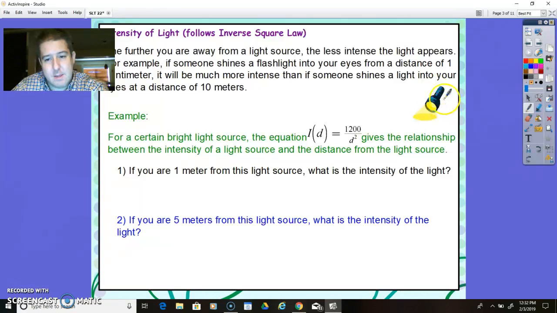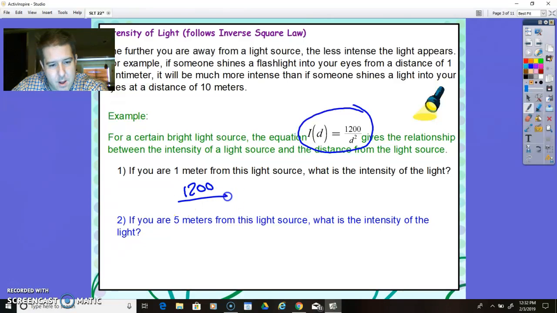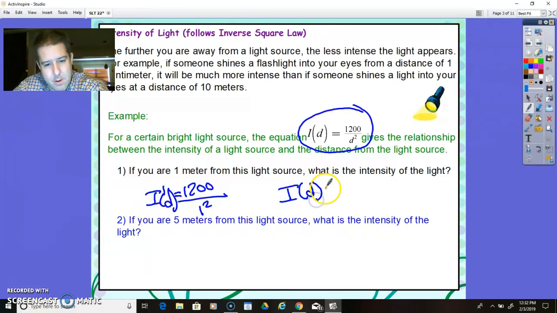This is one of the things that uses a degree of 2 in the denominator. If you are 1 meter away from the light source, and this is the equation right here, I'll let you read that yourself. What is the intensity of the light? Well, if you have 1200 and you divide it by a distance of 1 squared, your intensity is equal to 1200 divided by 1, which is 1200.